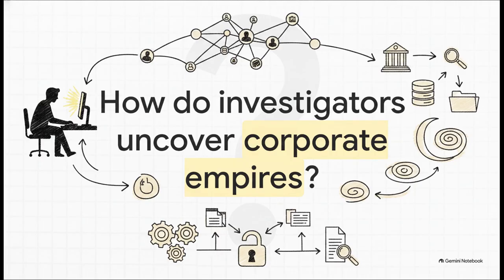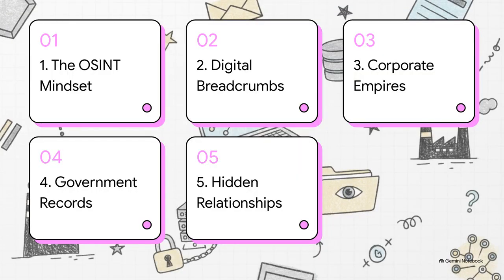The truth is that literally anyone can uncover massive financial trails and hidden relationships if they just know exactly which public government databases to look in, and more importantly, how to connect the dots. To understand exactly how this works, we're going to follow a 5-step investigative workflow today. Number 1. The OSINT mindset. 2. Tracing digital breadcrumbs. 3. Uncovering corporate empires. 4. Digging into government records. And finally, number 5. Visualizing hidden relationships.